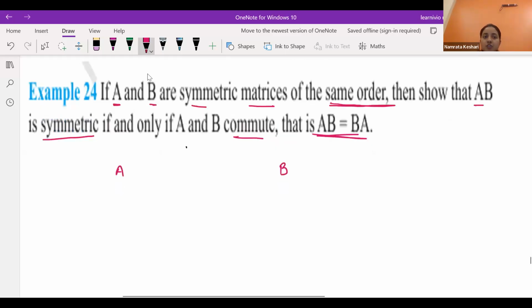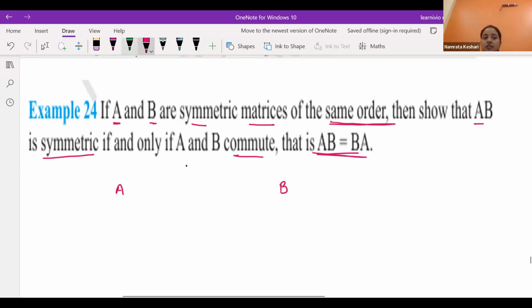Let's discuss it. Here it is written that A and B are symmetric. If A is a symmetric matrix, can we write that A transpose and A both will be equal, right? Kiran? Yes. And if B is a symmetric matrix, we can write B transpose must be the same as B, right?